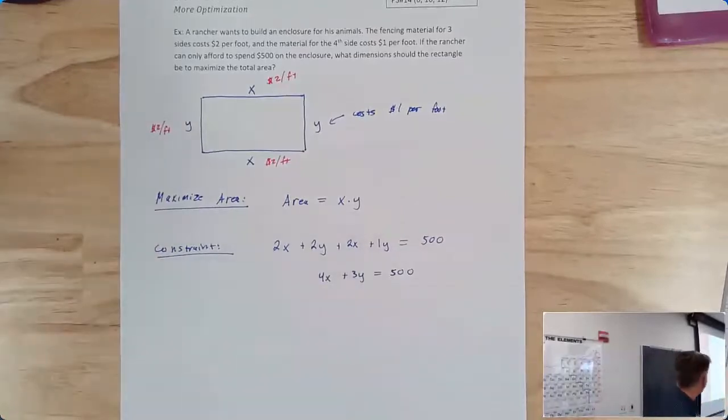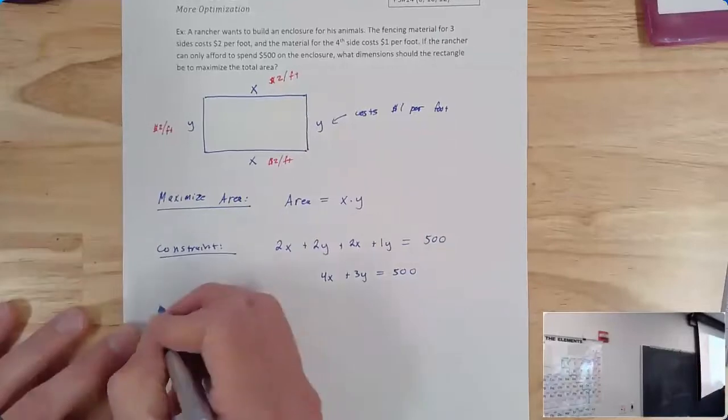Okay, so now you have a choice. Do you want to isolate Y or isolate X? You can pick Y, you can pick X. Either way is going to be fine. I might personally choose to pick X because dividing 500 by 4 divides somewhat nicely, whereas dividing 500 by 3 does not. Either choice is going to be fine then.